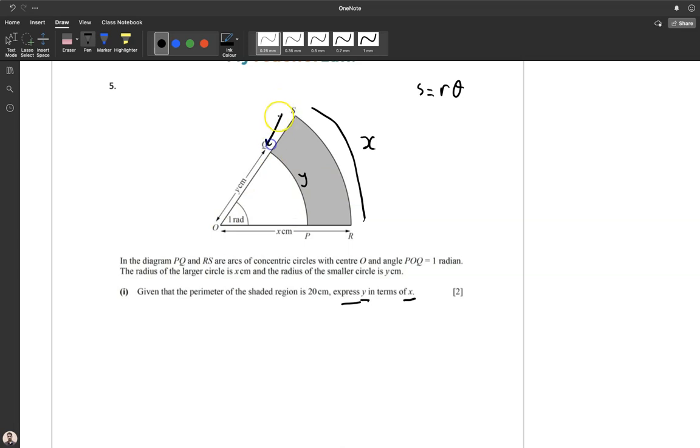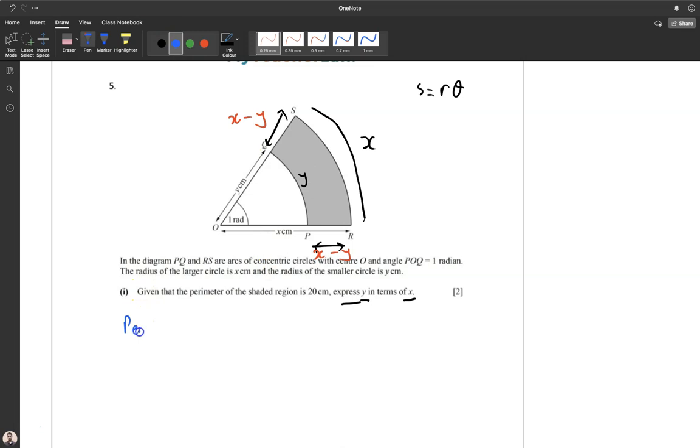To find this from here to here and from here to here, we can find out by taking the long one minus the small one. So this should be, I'm just going to write it in red, x minus y. This is also x minus y. So we kind of have all the values already. We just need to plug into the perimeter.